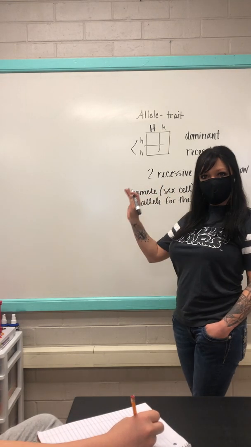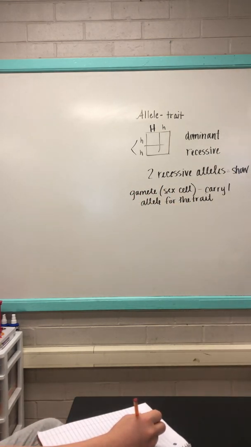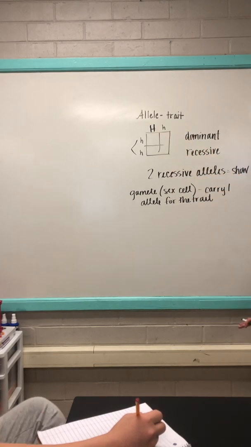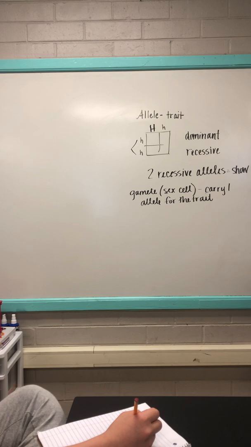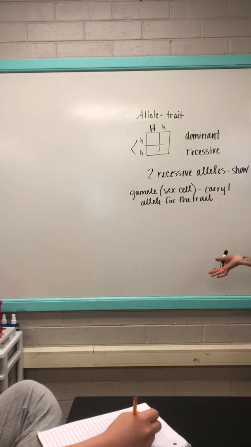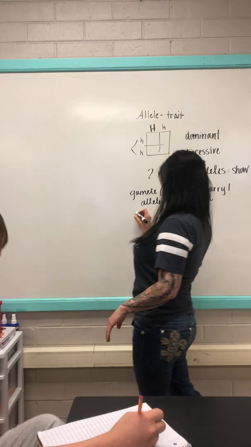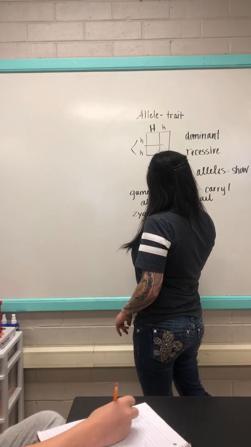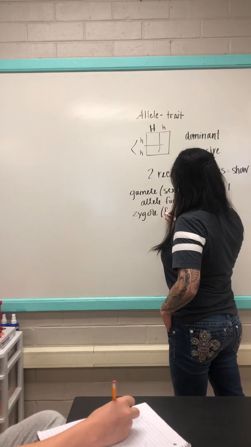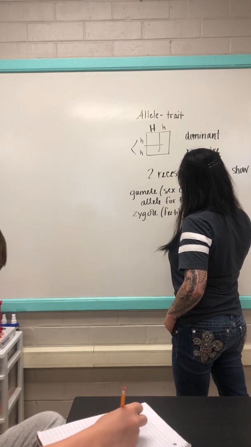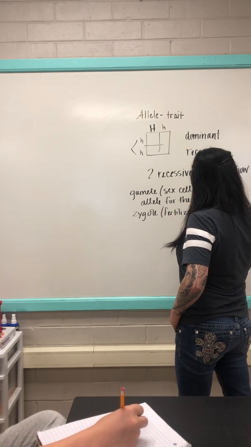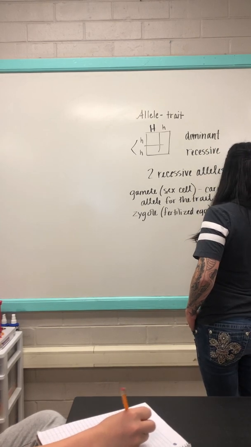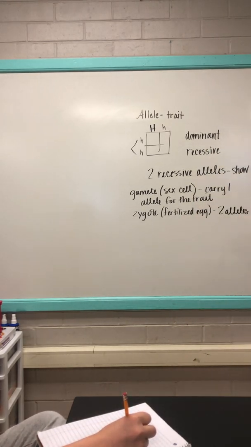So gametes are your sex cells. Remember, they have half of your genetic information. So they're only going to have one allele for whatever trait we're looking at. If that was the mom's, then the dad's would have one allele. When it becomes fertilized, what does it become? A zygote. So a zygote is just a fertilized egg, and it's going to have two alleles, because you had one from the mom and one from the dad.